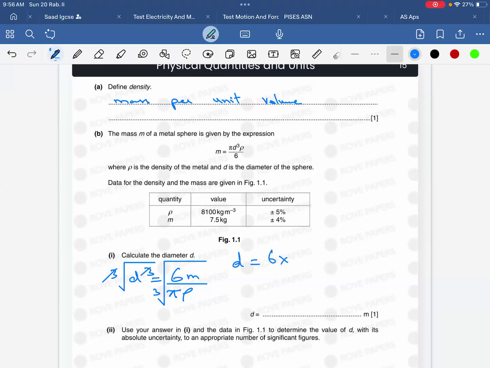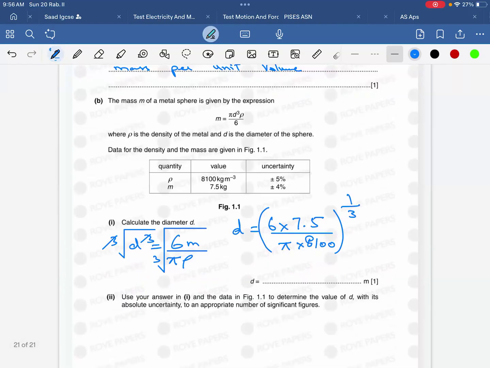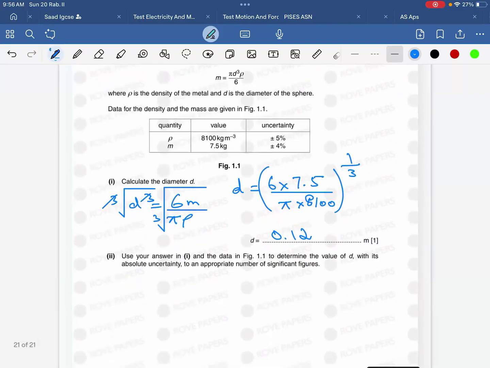6 times the mass, given in standard form, 7.5 upon 5 times rho. Rho is 8100, and cubic root again, exponent 1 upon 3. Or you can take the cubic root in your calculator directly. Okay, so you calculated it and your answer comes 0.12. 1, 2. What number comes after 2? 1. 0.121. Okay, fine. You can take it 0.12.